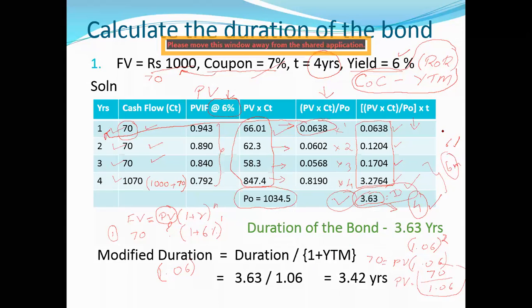You have wasted 6 months, and the value of 6 months is important as far as the time value of money is concerned. So what does it say? Instead of keeping the money for the full 4 years in this particular bond, withdraw your money at the end of 3 years 6 months and 3 days and invest this money in some other business avenue. That is the whole concept of calculation of duration of the bond. Any doubts in understanding this?